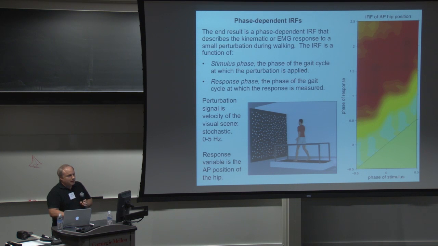In this example, a subject is walking on a treadmill with a visual scene that's moving. The perturbation signal is the velocity of that scene. It's stochastic, with power up to 5 hertz. The response is the anterior-posterior position of the hip, actually the average of the two hip markers in the fore-aft direction. What you see is, after some delay, a response. The diagonal line on the right-hand graph is a response that would occur at the time of the stimulus, so by definition there's no response below the diagonal line. You expect the response to occur above the diagonal line with some delay, which is what you see.